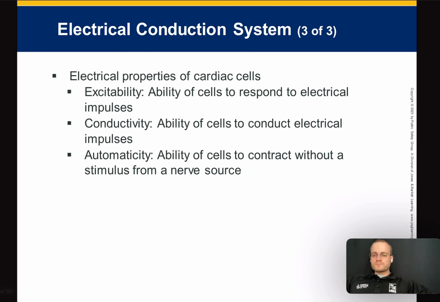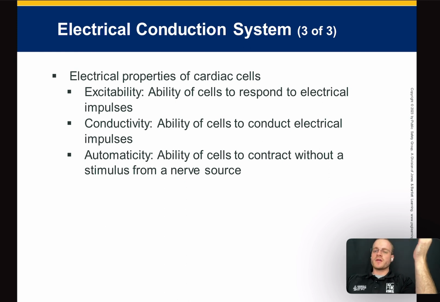Now, the interesting thing about cardiac cells is, remember I told you there's cardiac muscle, smooth muscle, and skeletal muscle. Cardiac cells are their own little thing. They are very similar to skeletal muscles, at least in physical appearance, but they behave differently. One of their behaviors is excitability. Cardiac cells have this electrical property called excitability, which is the ability of cells to respond to an electrical impulse. Makes sense that a cell that responds is excitable.